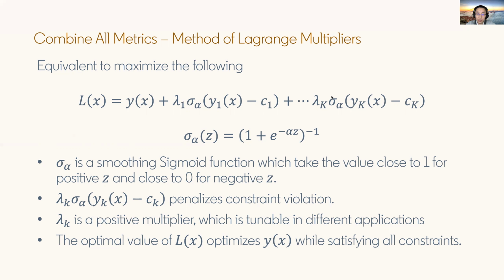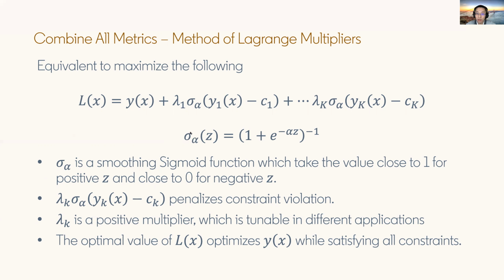Sigma alpha is a smoothing sigmoid function, which takes the form of the inverse of 1 plus e to the power of minus alpha z. Here, alpha is a large value, and sigma alpha takes a value close to 1 for positive z and close to 0 for negative z. So sigma alpha is actually a smoothing function for the step function.